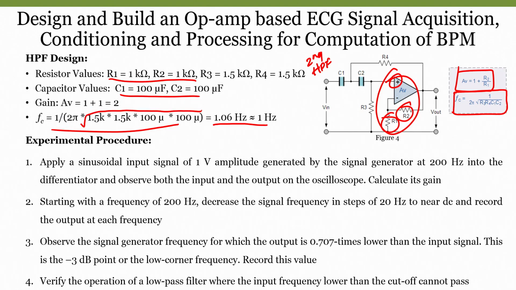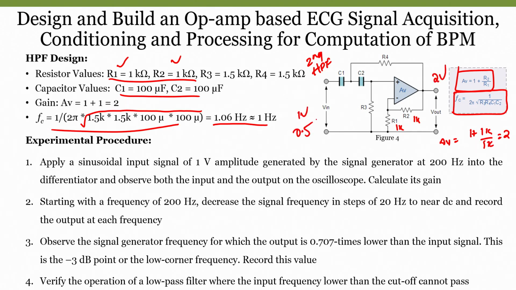The cutoff frequency is 1 by 2 pi into root of R3, R4 and C1, C2. In this case we have chosen R1 and R2 as 1 kilo ohm and 1 kilo ohm. So the gain is 1 plus 1 k by 1 k, which is nothing but 2. If I apply 1 volt, I will get an output of 2 volts. If I apply 0.5, I will get an output of 1 volt. Apart from using our instrumentation amplifier, some gain can also be applied by using these operational amplifiers.